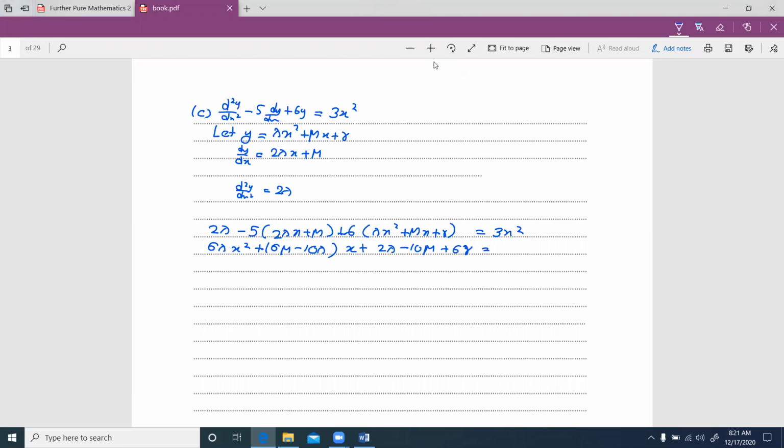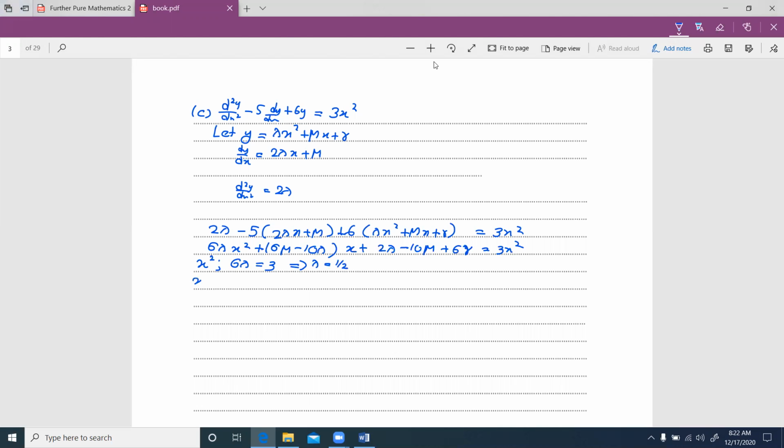6 gamma is equal to 3x squared, right? Okay. Now what you need to do is, initially we need to identify the values for lambda, mu, and gamma. So initially I'll equate the coefficient of x squared. Then what do you get? 6 lambda is equal to 3. From here you get the value lambda is equal to how much? 1 over 2, right?